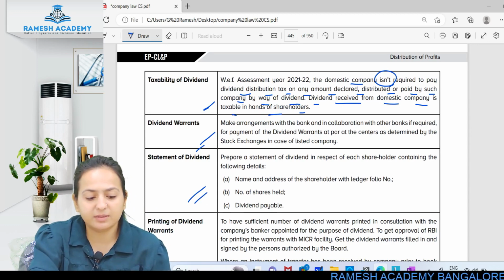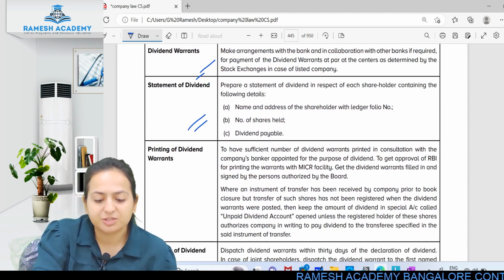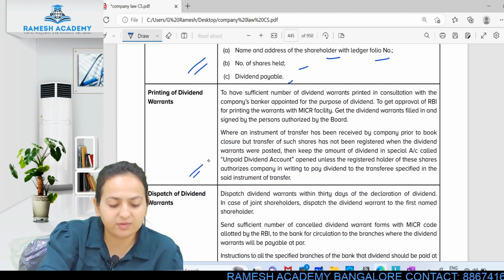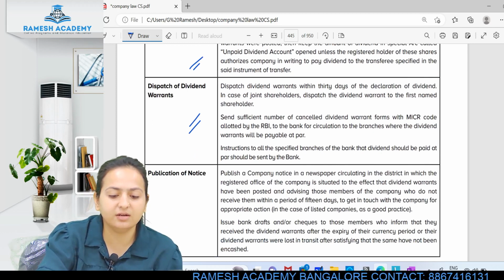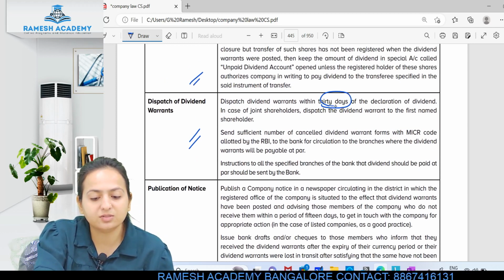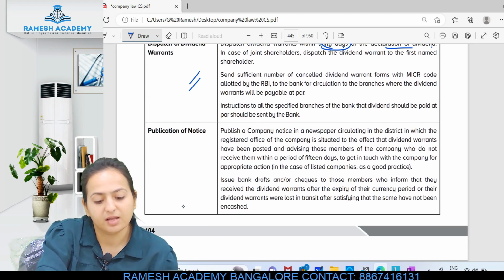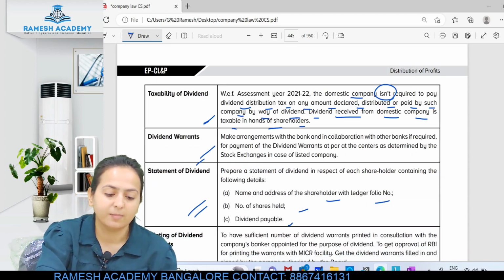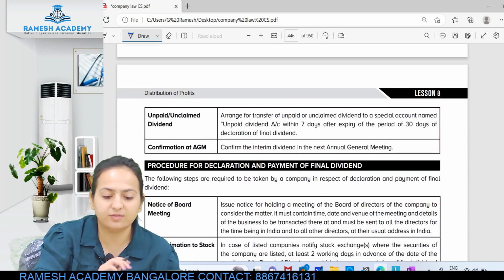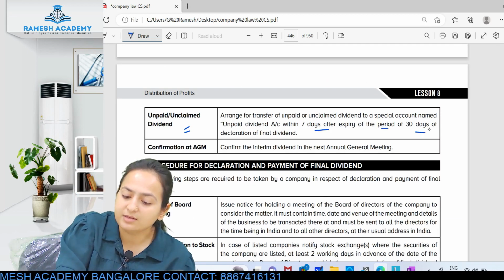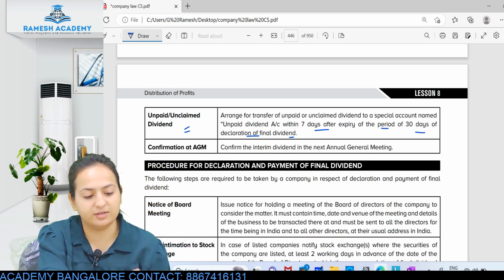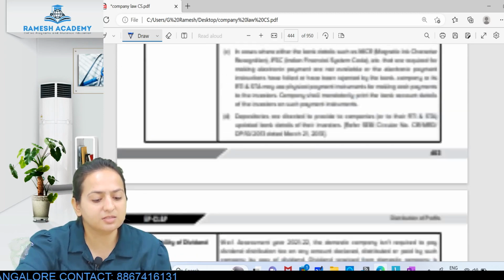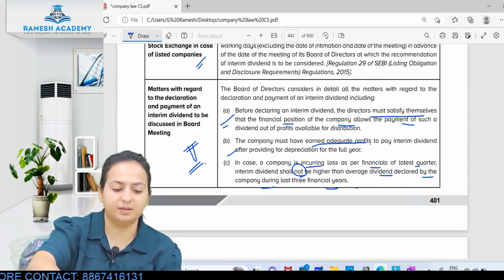Then dividend warrants will be made. A statement of dividend will be prepared, where you have to write the shareholder's ledger folio, number of shares, and dividend. Then printing of the dividend warrant and dispatching the dividend warrant within 30 days of the date of declaration of the dividend. Then you will publish a company notice in the newspaper about the dividend. Unpaid and unclaimed dividend account we have already studied, within 7 days from the date, 30 days of the date of declaration of final dividend. And then the AGM will be there to confirm the interim dividend. This is all about the process of the interim dividend.